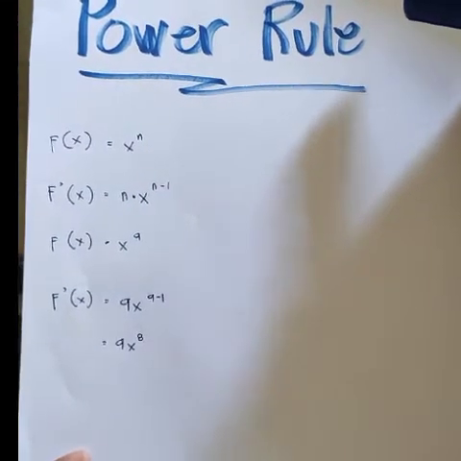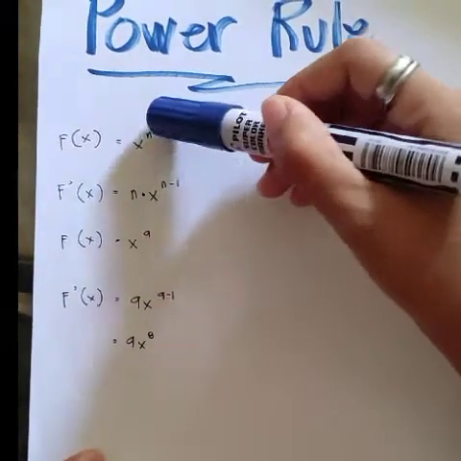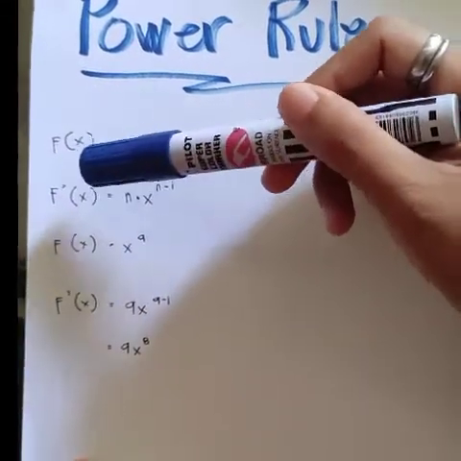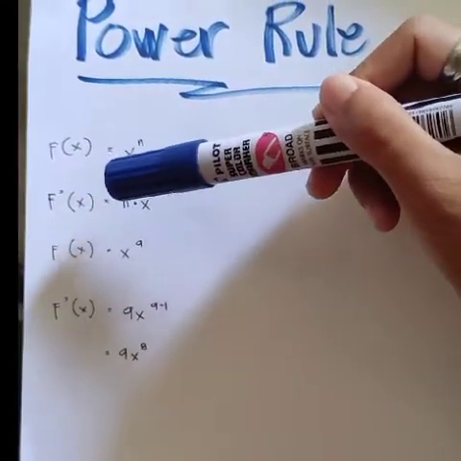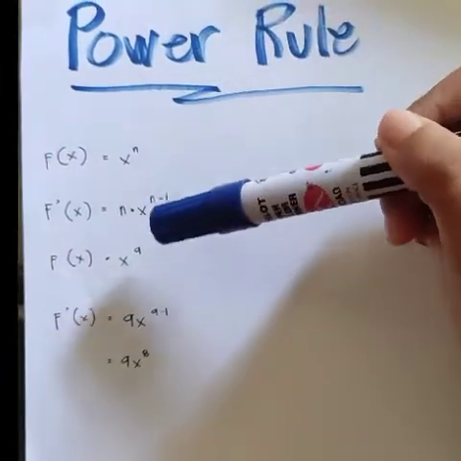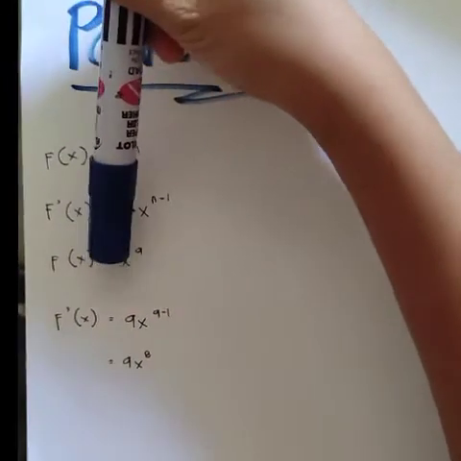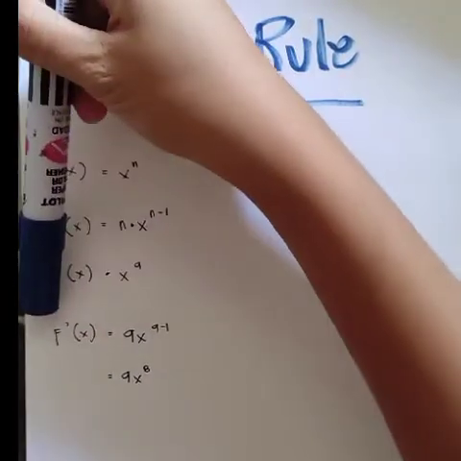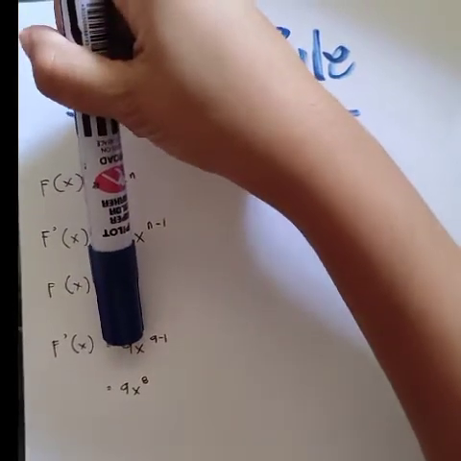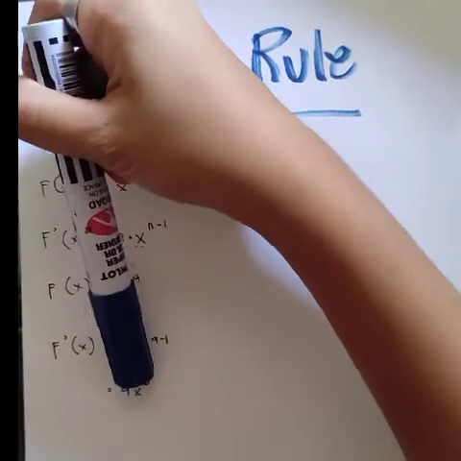Example for the power rule. f(x) is equal to x to the power of n, where n is any constant number. So f'(x) is equal to n times x to the power of n minus 1. We let our n be equal to 9. So f(x) is equal to x to the power of 9. Our f'(x) is equal to 9x to the power of 9 minus 1. So it derives into 9x to the power of 8.